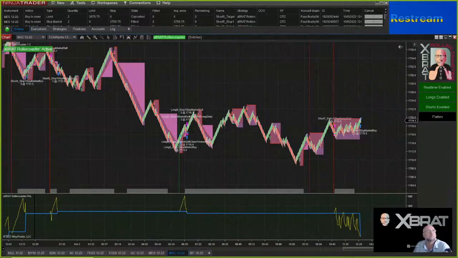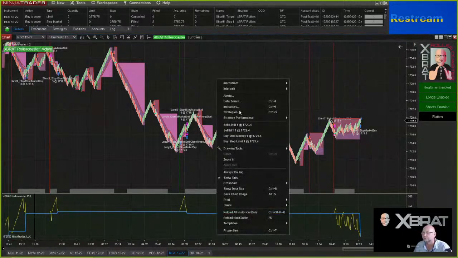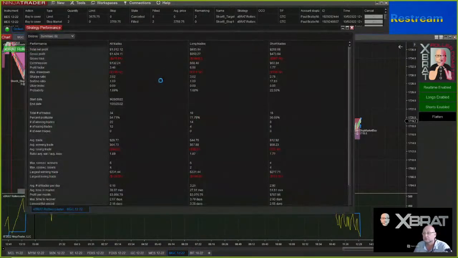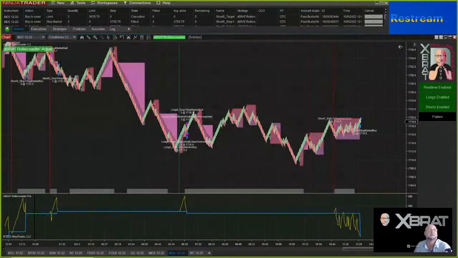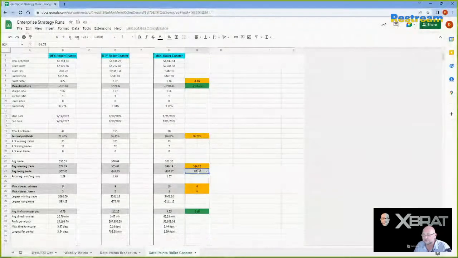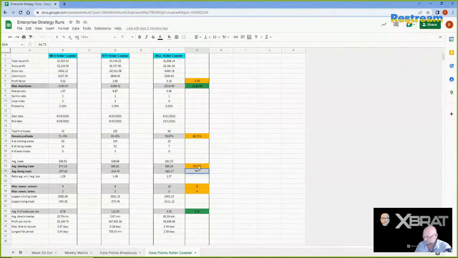34.33 was it? Oh, I'm way out then. Average losing trade was 34.33. Really? Was I looking at the wrong one? 34.33. Oh yes, 34.33. That's even better. That's green. That changes the outlook quite a bit.